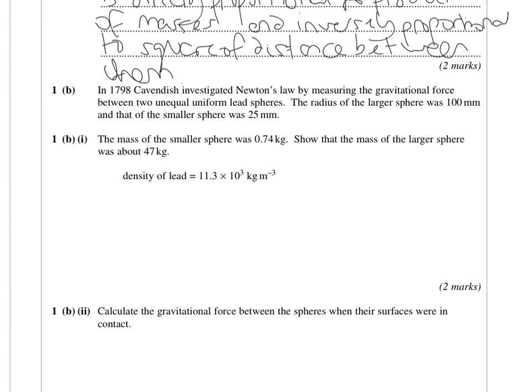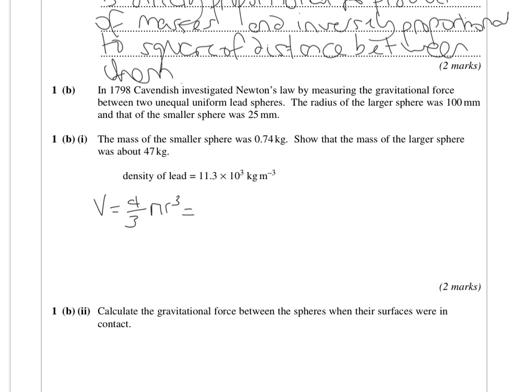Okay, so Cavendish investigated it by measuring the force between uniform spheres. The radius of the large sphere was 100 millimeters, and the small sphere is 25 millimeters. The mass of the small sphere is 0.74 kilograms. Show that the mass of the larger sphere was about 47 kilograms, given the density of lead. So the key thing here would be to work out the volume, which would be 4/3 pi r cubed. So let me grab a calculator.